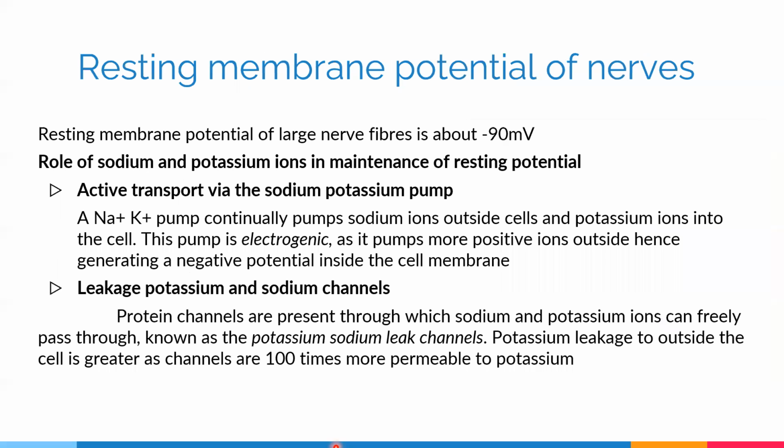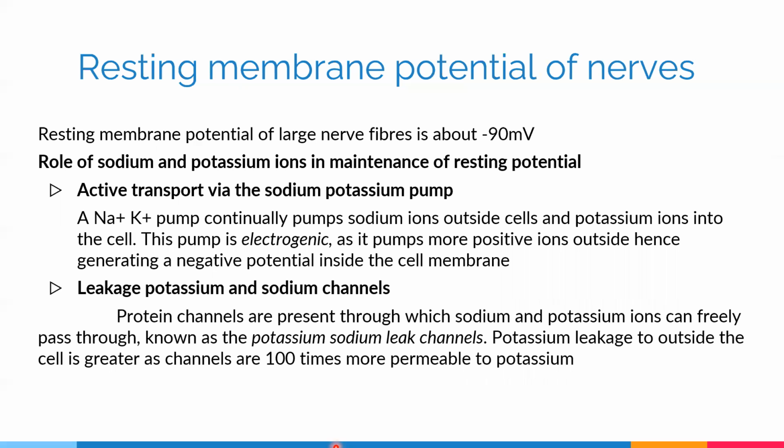Now let us move on to nerves themselves. Nerves have different membrane potentials. The first that we are going to discuss is the resting membrane potential. That is the membrane potential shown by the nerve when it is not doing anything. No signal is being transduced across it, and it is just resting. The resting membrane potential of large nerve fibers is about minus 90 millivolts.